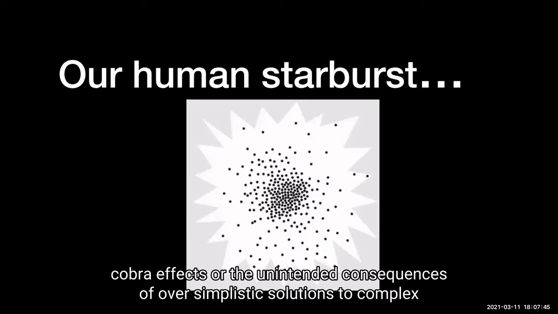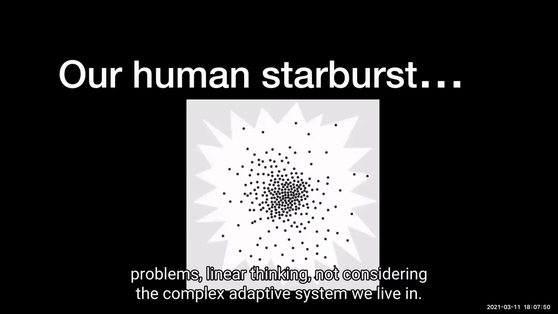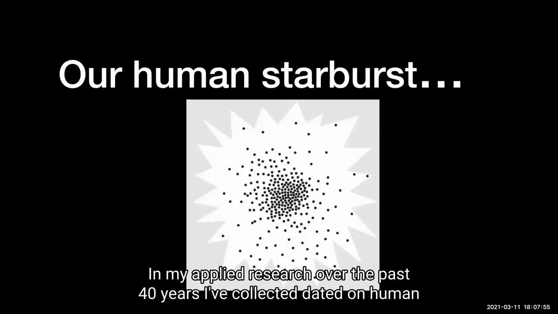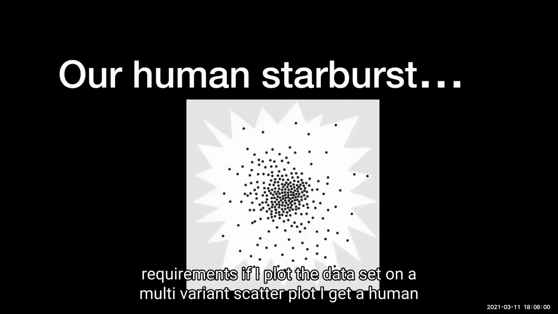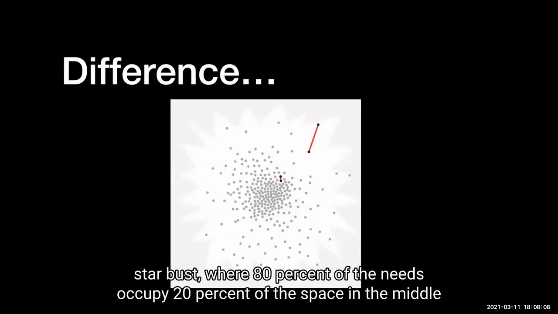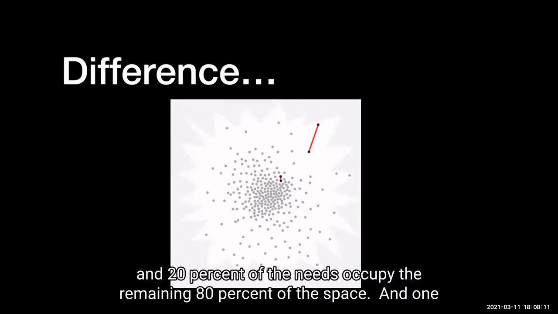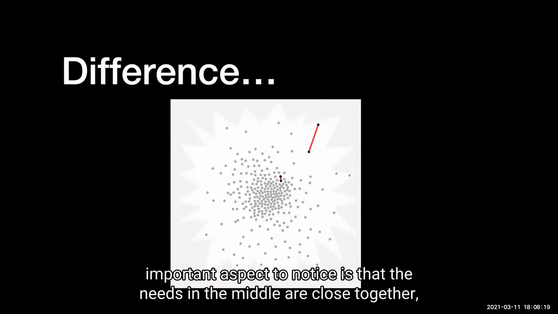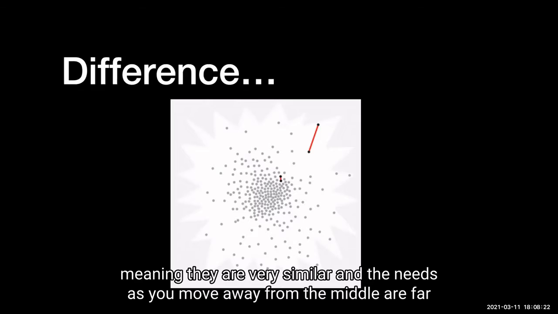In my applied research over the past 40 years, I've collected data on human requirements. If I plot this large data set on a multivariate scatter plot, I get what I've called the human starburst, where 80% of the needs occupy 20% of the space in the middle, and 20% of the needs occupy the remaining 80% of the space. And one important aspect to notice is that the needs in the middle are close together, meaning they're very similar, and the needs as you move away from the middle are far apart, meaning they're very different.